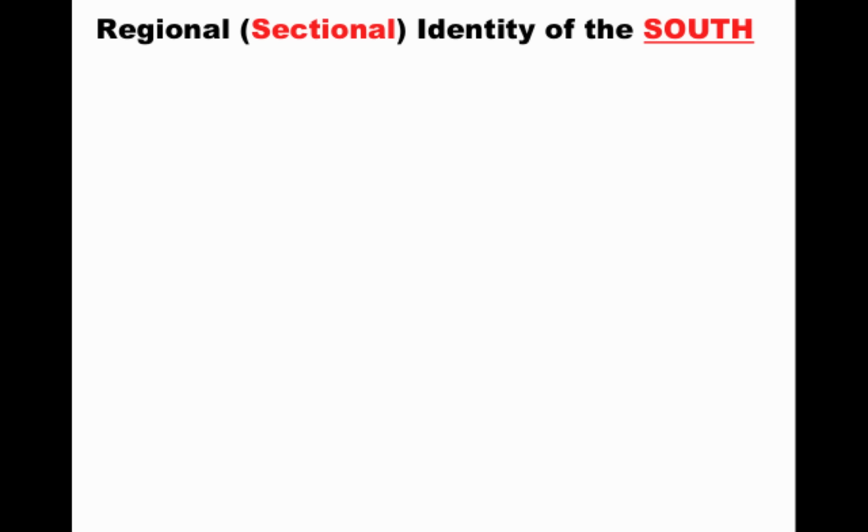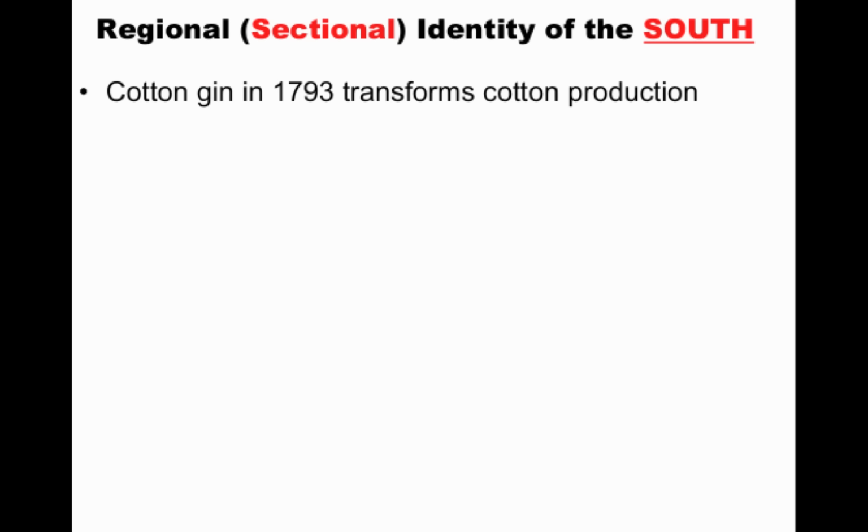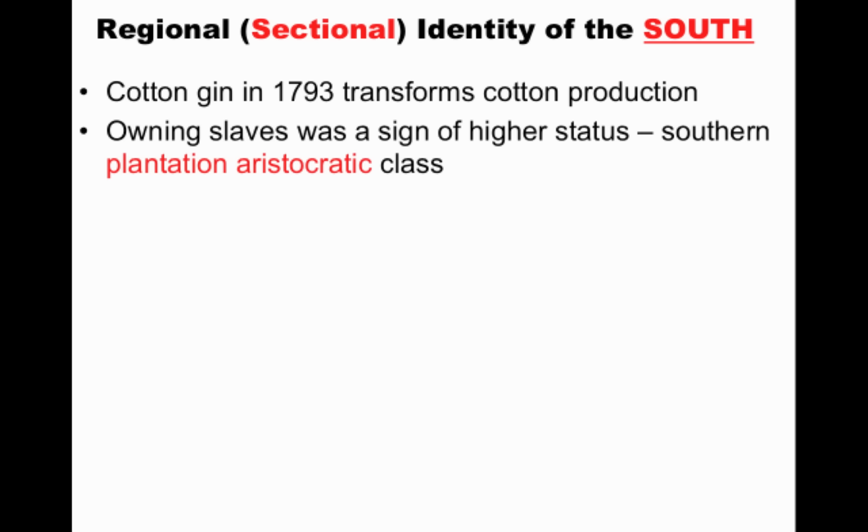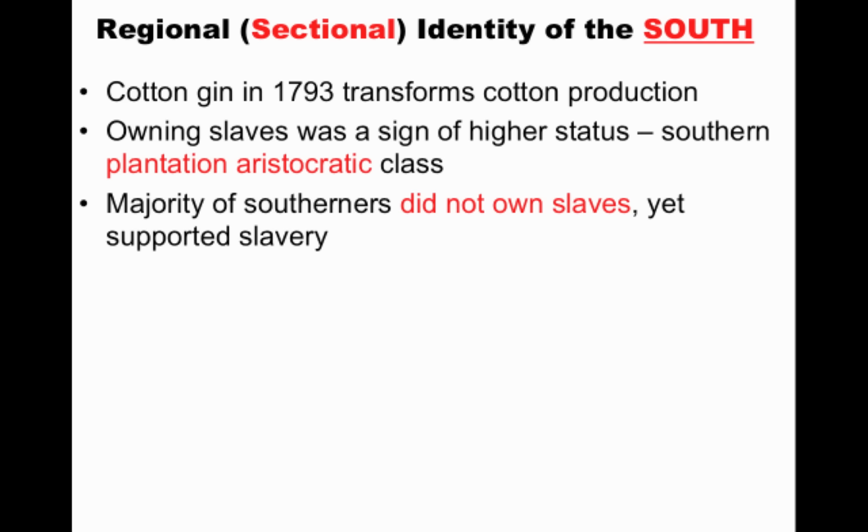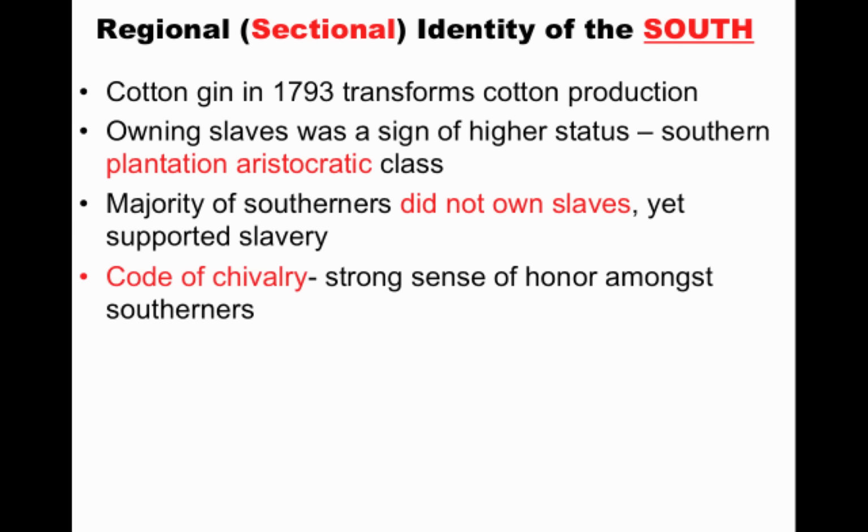Regional sectional identity of the South, a couple things you should keep in mind. The cotton gin is invented in 1793. It's going to transform cotton production. Slave ownership was a sign of status, and in the South you have the rise of this aristocratic plantation class. Those people had the wealth. The majority of Southerners did not own slaves, yet supported the institution of slavery. Only about 25% of Southerners actually owned any slaves at all, but there was this hope of one day they themselves would own slaves as well.